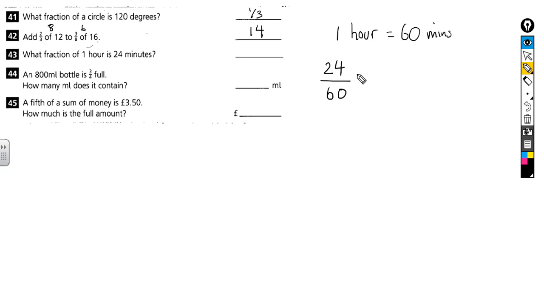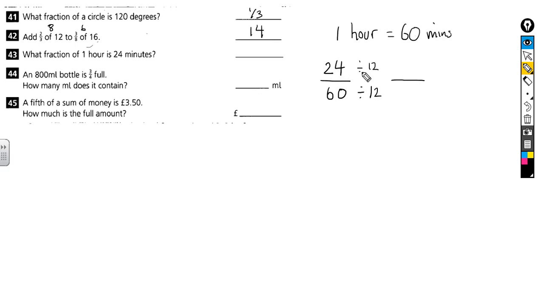So we have to think of the biggest number that will divide into both top and bottom, and I think that's going to be 12. I know that 12 goes into 24, and I also know that 12 goes into 60. So I'm going to divide both top and bottom by 12. If I divide both the numerator and the denominator of a fraction by the same number, I'm going to get a fraction that looks different but has the same value. It's an equivalent, an equal value fraction. So what am I going to get?